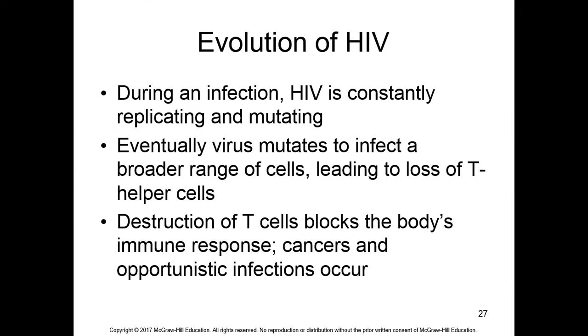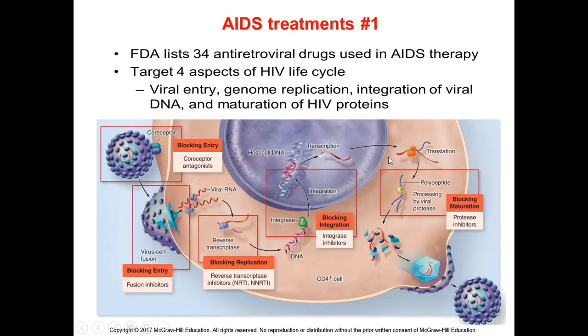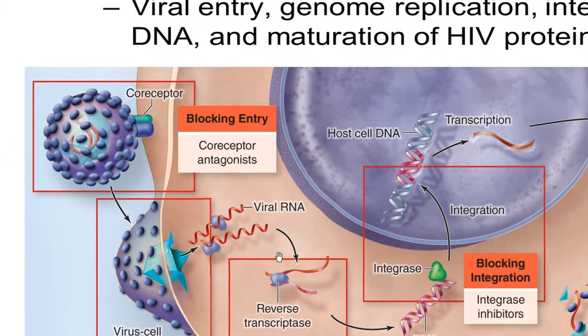During an infection, HIV is constantly replicating and mutating, and eventually the virus mutates to infect a broader range of cells, leading to a loss of T helper cells. This destruction of T cells blocks the body's immune response, and it may result in cancers and opportunistic infections. For the treatment of the disease, we have seen the different stages of this viral replication in the host cell.